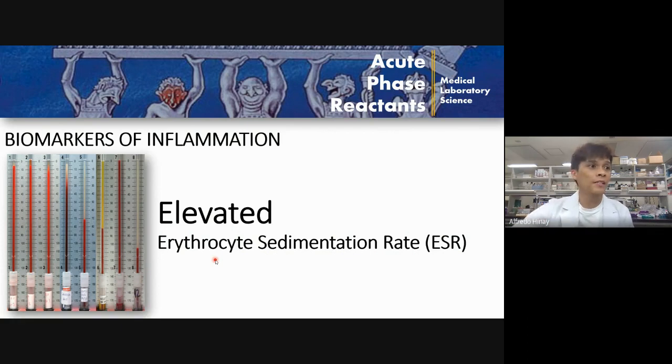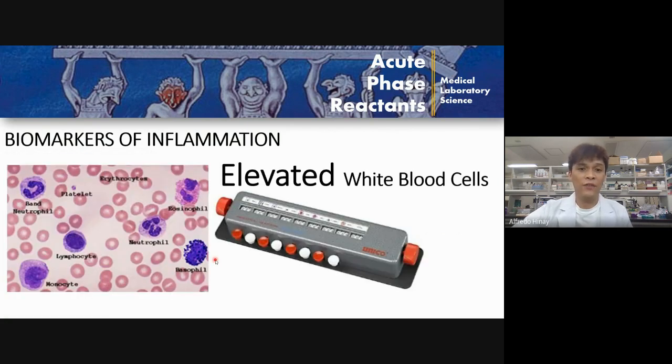And then aside from the biomarkers of inflammation, ESR, we also have your immune cells. For your immune cells, pag elevated yung lymphocyte, it means na merong viral infection, bacteria pag neutrophil, parasite pag eosinophil, chronic inflammation pag monocytes like Mycobacterium tuberculosis, and etc.